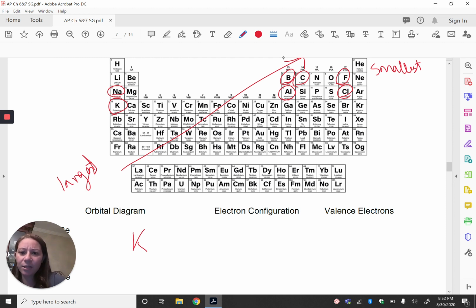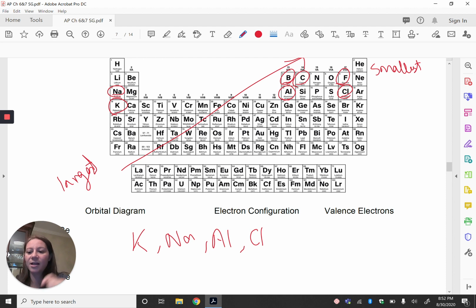Next would be sodium, aluminum, or chlorine if we're going up, right? So out of these, the biggest one would be sodium. And then we get here aluminum. And then the question is, do I go boron? Do I go chlorine? You probably want to go chlorine when it comes to size, because chlorine is in the third energy level, whereas all the other ones are in the second energy level. So you want to pick chlorine because it's largest.